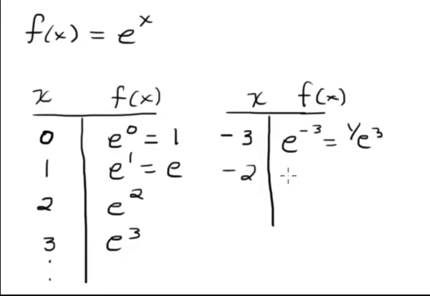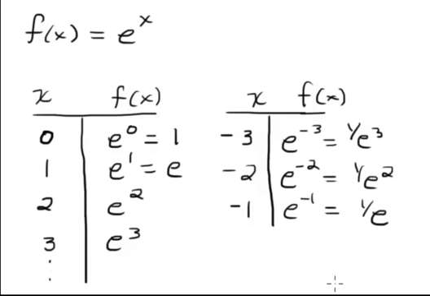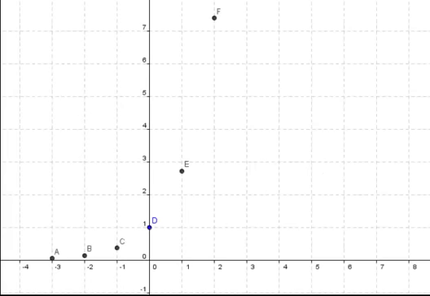We plug in negative 2, we get e to the negative 2, or 1 over e squared. Negative 1, we get e to the negative 1, or 1 over e. And we could actually plug in larger and larger negative numbers, and we would see that we would get smaller and smaller positive numbers. Alright, let's take all this information and go over to the graph and plot those points.